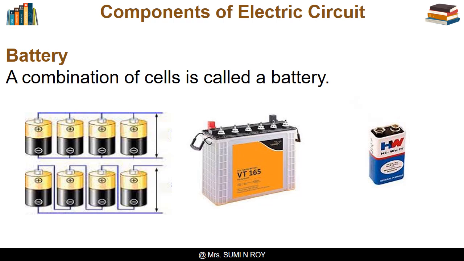Many devices such as torches, transistors, toys, TV remote controls use batteries. However, in some of these devices, the electrical cells are not always placed one after the other. Sometimes the cells are placed side by side.